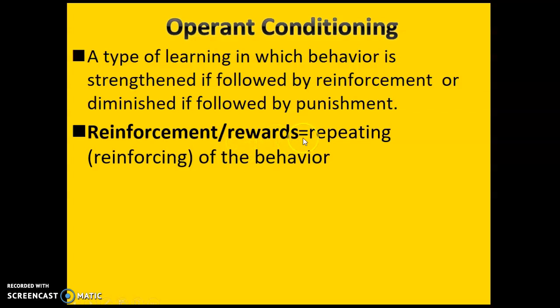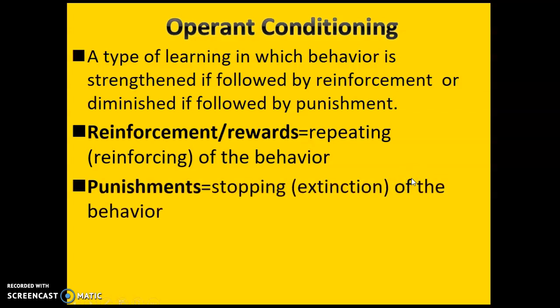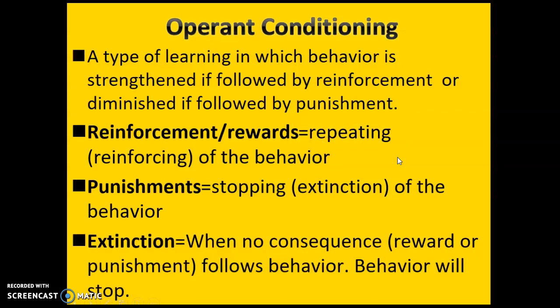Reinforcement, these are rewards. They're designed to repeat behavior. So whether we're using positive or negative reinforcement, we're trying to get that behavior to be repeated. Punishment, that's designed to stop the behavior, some type of adverse stimulus. And then there's the idea when we don't provide a consequence, reward or punishment, the behavior will stop. So extinction and punishment are usually going to have the same result, just by a different method. Adverse stimulus, no stimulus. It's almost like you're being ignored.